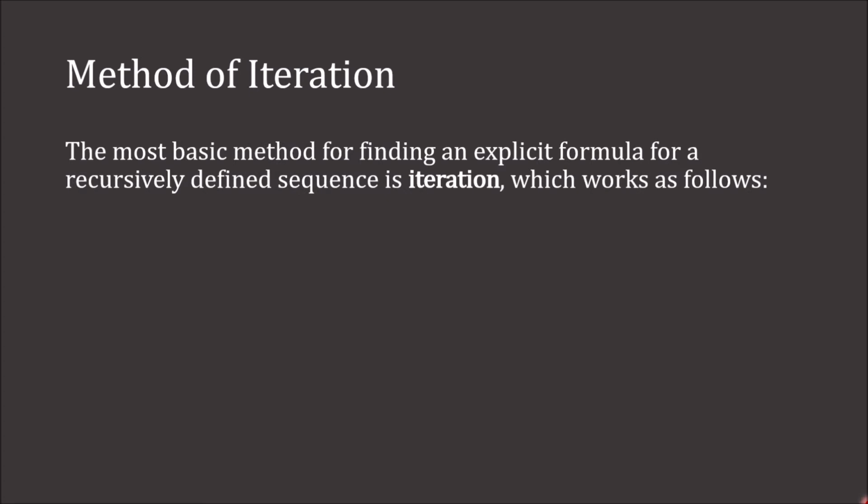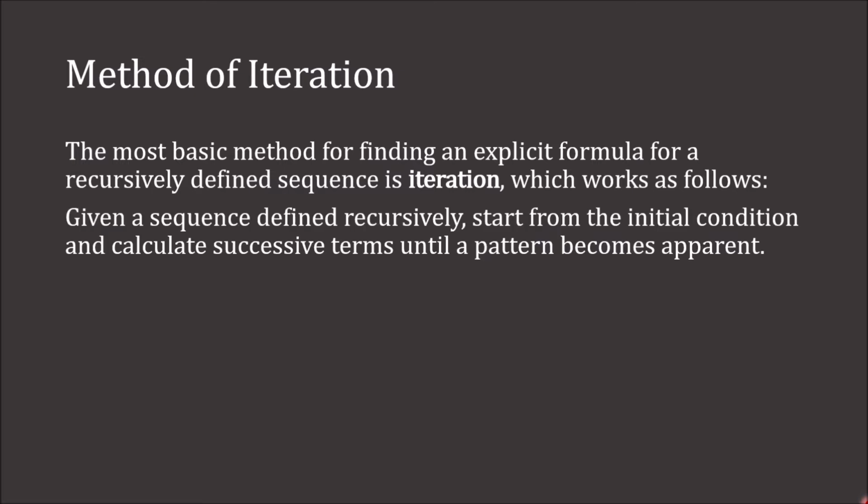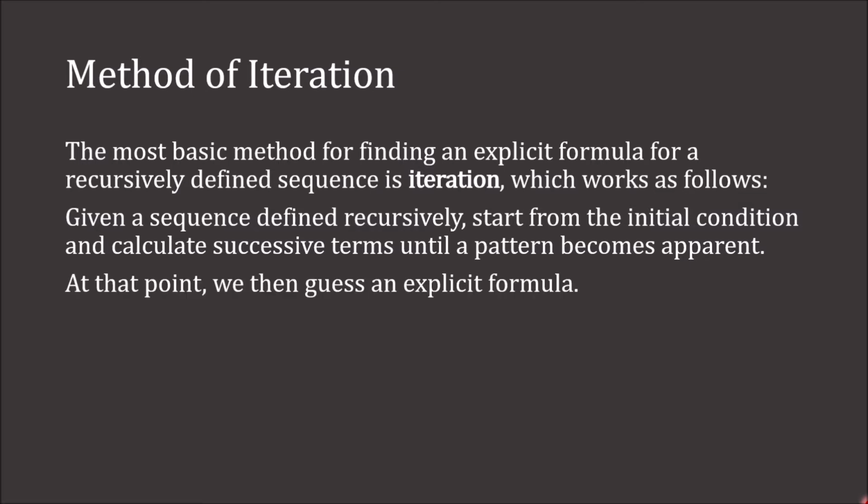The most basic method for finding an explicit formula for a recursively defined sequence is known as iteration, and it works as follows. If we're given a sequence that is defined recursively, we start from the initial condition and calculate successive terms until a pattern becomes apparent. It is at this point that we can then guess an explicit formula.